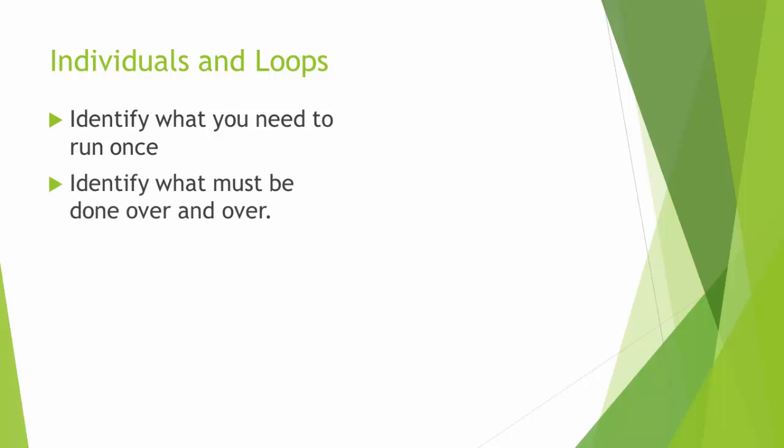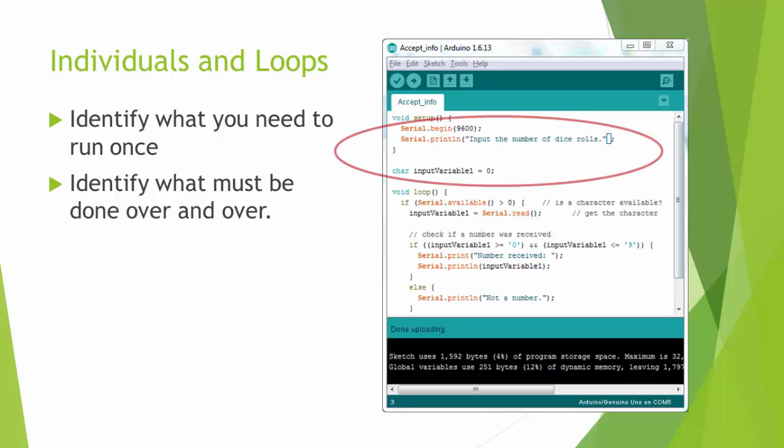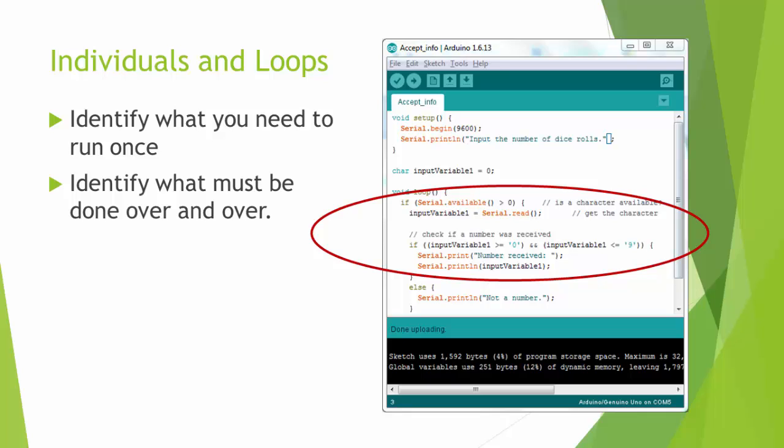So how do we achieve these things? Well, when we're putting together a sketch, we'll identify what we want to run once, and we'll identify what needs to be done over and over and over again. The things that are done once are typically put in what we call the setup. And this is a routine that executes right at the beginning of the sketch. So we'll put those in those curly brackets after void setup. In contrast, the things that need to be done over and over again, we can put into the loop, into the curly brackets that come after the loop.